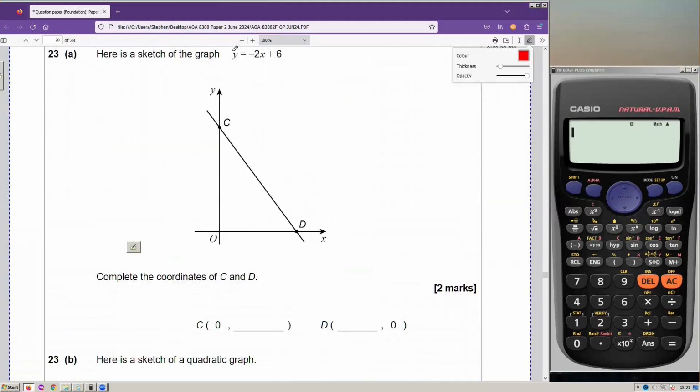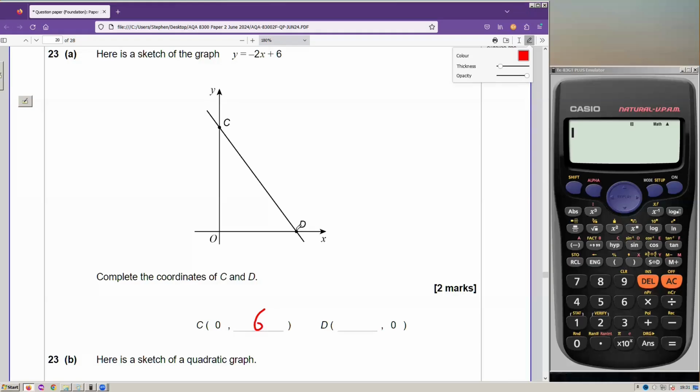Here is a sketch of the graph y equals minus 2x plus 6. So the slope's going down, which is the minus 2 bit. Plus 6, well, 6 is where the intercept is, crossing the y there. So we can put that in as 6. Complete the coordinates: 0, 6.